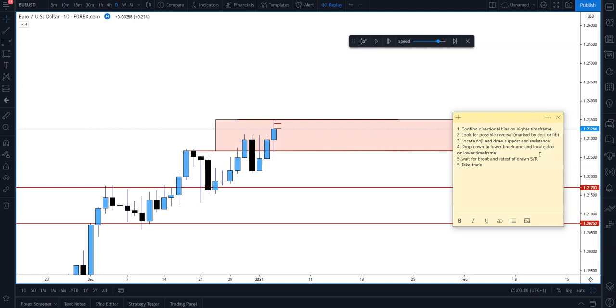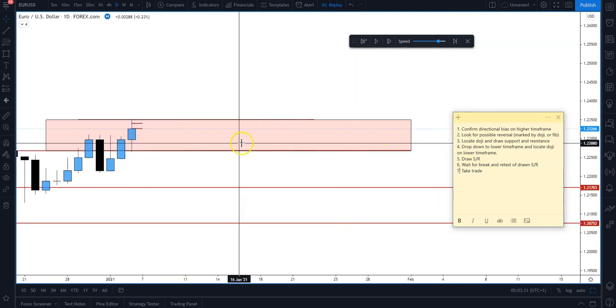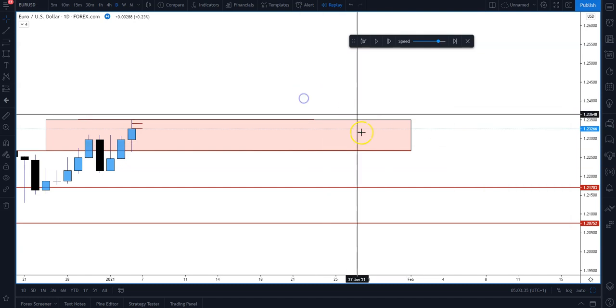And we're gonna draw support and resistance for the lower one, and then 6 is when we wait for the break and retest, and 7 is when we enter the trade. So right now we're on step 3, locate Doji and draw support resistance.